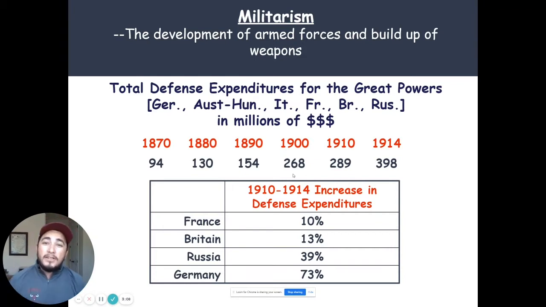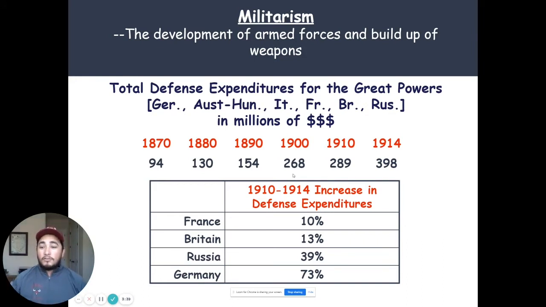So how does militarism add to causing World War I? Well, let's take a look at the example we have here. If you take a look at our screen, we see a chart that's called Total Defense Expenditures for the Great Powers. So this is looking at all the different European nations involved in World War I: Germany, Austria-Hungary, Italy, France, Britain, and Russia. And this is how much money they were spending and investing in weapons and military.